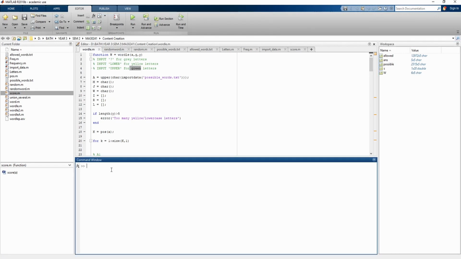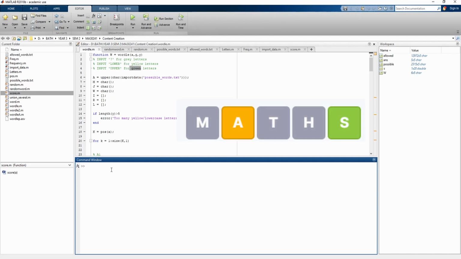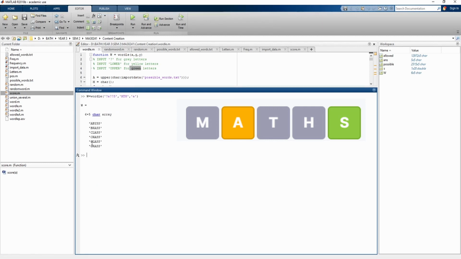So let's say we had our first word as maths, and this is what we got. Then we would input this. Now I had it saved already because it takes a long time to type out. But so we have our grey letters, yeah, M, T, H, and A is our yellow letter. S is a capital because it's green. And look, we've reduced 2,315 words to just 6. Now from here, you could just guess because there's only 6 and think about the frequencies and things like this. Or you could randomize it.